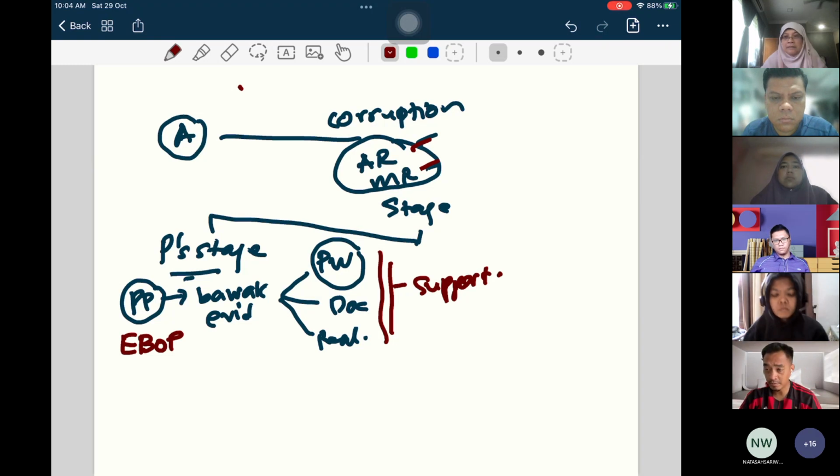Anyone? Pernah deal? Pernah jumpa keadaan ni? Tak pernah? You all punya saksi semua baik-baik belaka? Bercakap. Okey je.